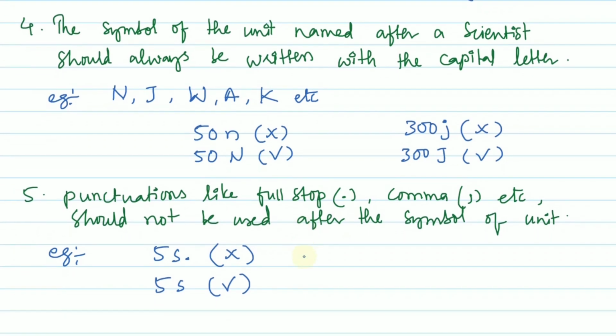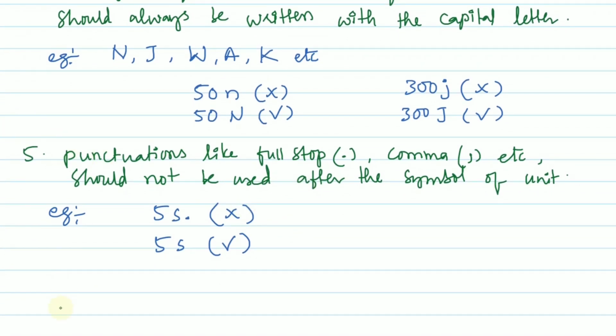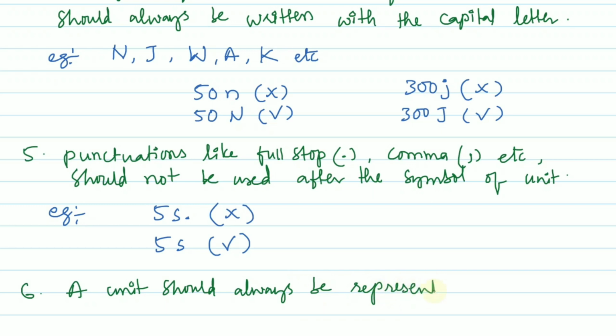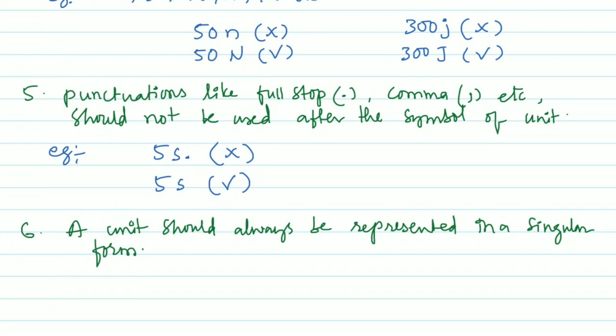Okay. So let us see the next rule, the sixth one. A unit should always be represented in a singular form. So we must not use any plural form for a unit. Example, 5 kilograms. We will read 5 kilograms, but we must not write kgs. It should be written as 5 kg. This is the correct way.